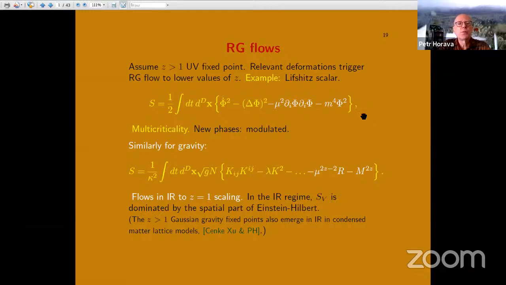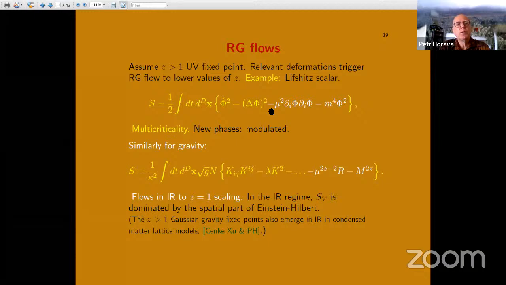So I've listed a few here for the Lifshitz scalar. You can consider the spatial second derivative part of the relativistic-like Lagrangian to be a relevant deformation. The parameter mu squared is now of positive momentum dimension. And similarly, the mass term is of course even more relevant in dimension counting around this free field z equal to 2 fixed point. And this leads to very interesting phenomena.